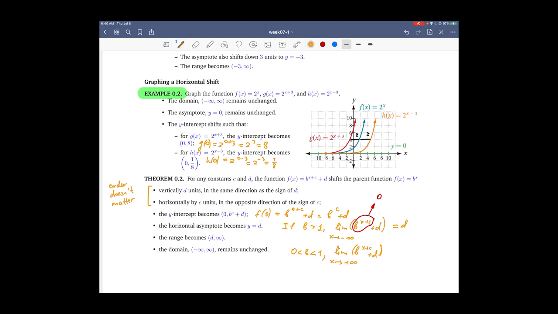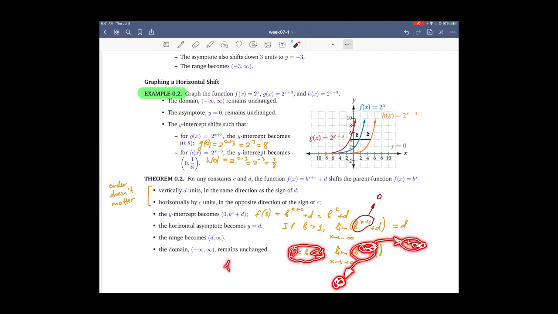And this time, because b is between 0 and 1, and because x goes to positive infinity, the exponent x plus c also goes to positive infinity. When you add c to a huge positive number, you still get a huge positive number. And raising a base that is between 0 and 1 to a huge positive power, of course, results in the value that is close to 0.